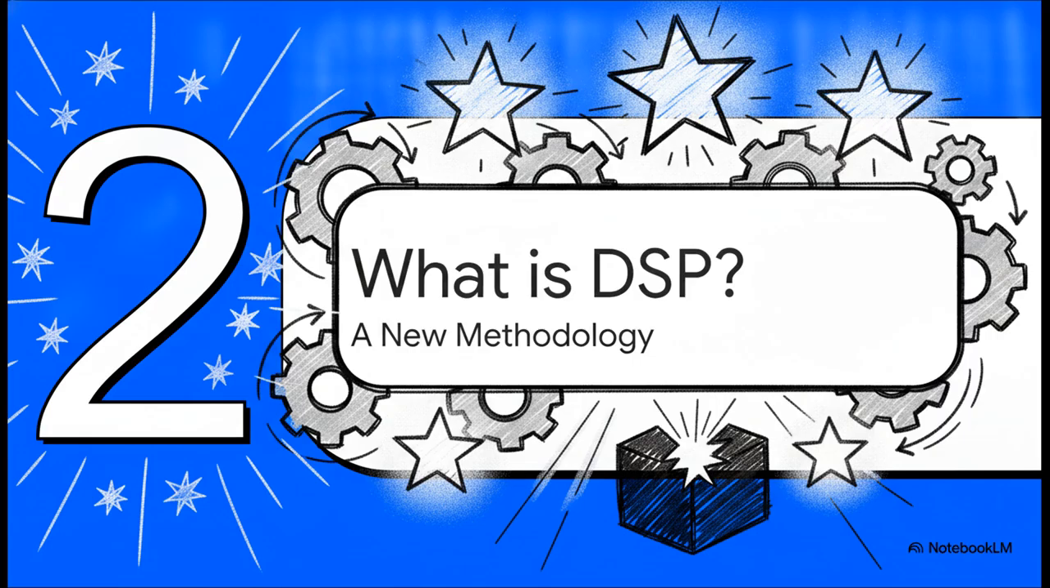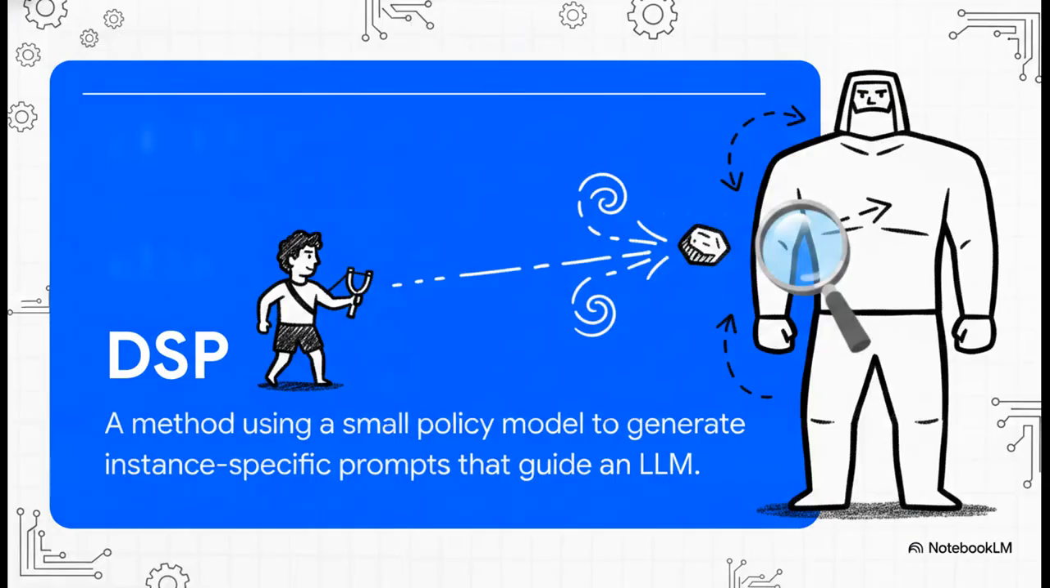Moving on to Section 2, what is DSP? So Directional Stimulus Prompting, or DSP, is this brilliant methodology that introduces a small auxiliary policy model to generate instance-specific prompts. And these prompts actively guide the LLM. I actually love to think of this as a David and Goliath analogy. Picture this. You have this tiny, highly specialized policy model, that's our David, acting as an auxiliary steering wheel. And it's being used to completely control the massive LLM, our Goliath, pointing it exactly toward the desired behavior.